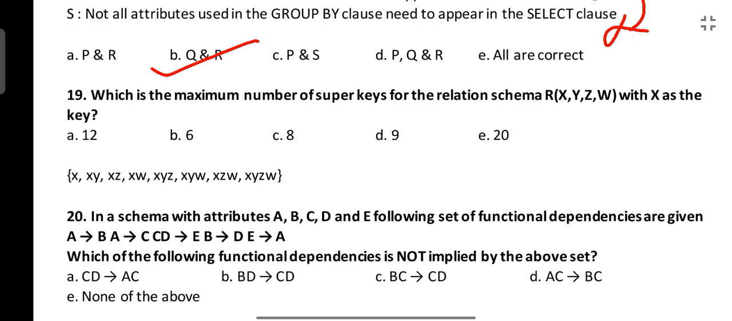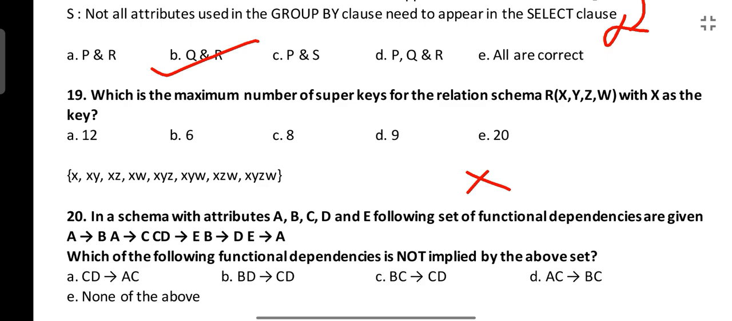Okay. Question number 19 is asking, what is the maximum number of super keys for the relation schema? A relation is given, attributes are X, Y, Z, W with X as the key. So if X is the key and we need to find the super keys, whatever we join with X, everything will become a key.